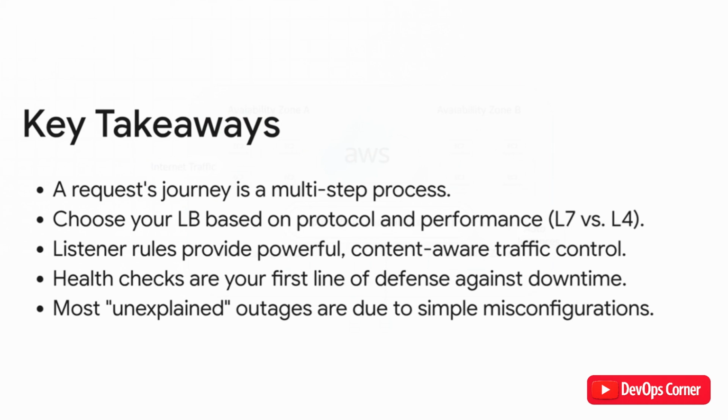So what are the big takeaways here? First, remember that a request's path is a journey with lots of decision points. Second, choose the right tool for the job. ALB for smart HTTP routing, NLB for raw TCP/UDP speed. Third, listener rules are where you put your business logic for how traffic should be managed. Fourth, your health checks have to check the real health of your application, not just the server. And finally, just remember our mystery from the beginning. 9 times out of 10, those unexplained outages, they're not some deep, complex bug. They trace right back to a simple, overlooked mistake in one of the steps we just covered.